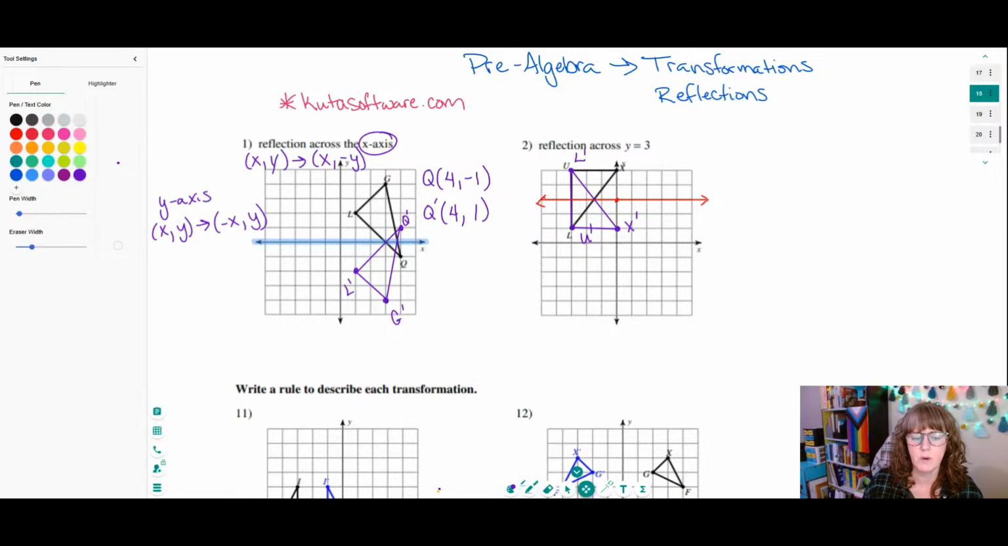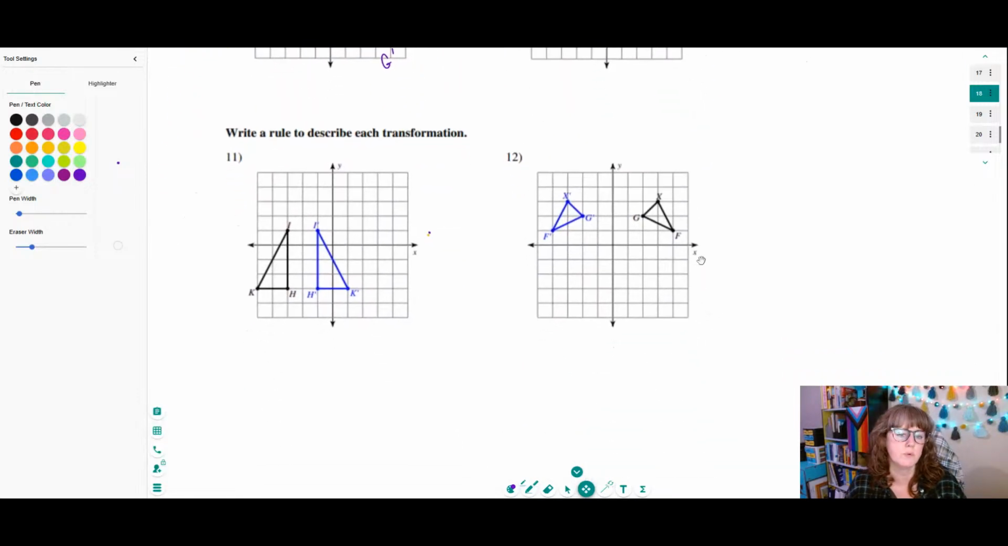All right, let's go on to write a rule to describe each transformation. So the transformation is already done for us. We have reflections. We just have to figure out where they are reflecting it. What line are they reflecting it over?